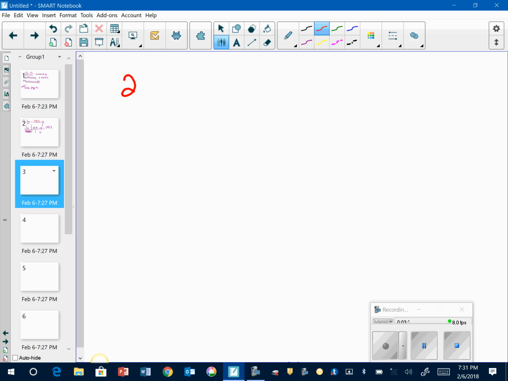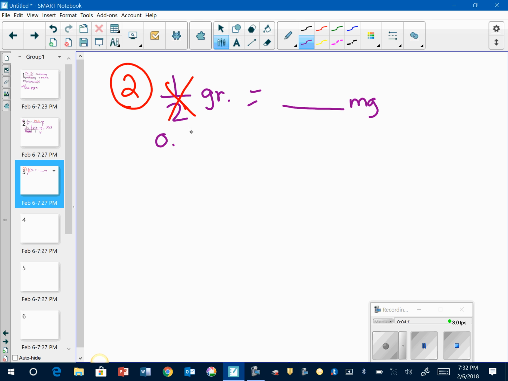Next question, number 2. You have a half a grain, and they want to know what that is in milligrams. What is it equivalent to in milligrams? Again, you want to put this in decimal form. So you divide 1 divided by 2, which is 0.5.